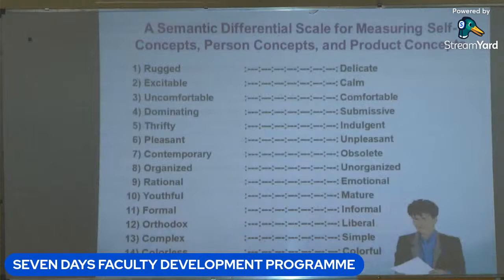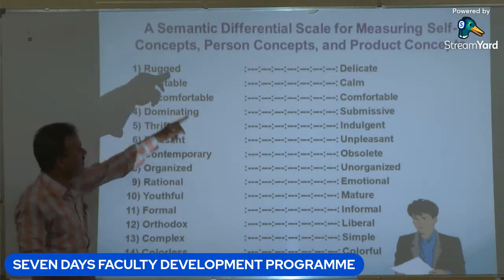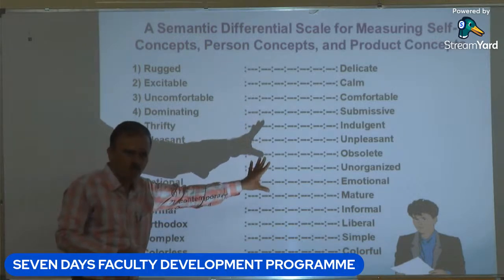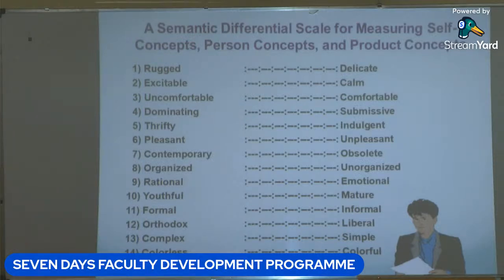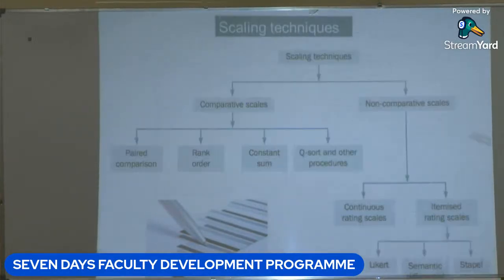And this is one more different scale for self concepts, personal concepts and product concepts, like delicate, excitable, calm and so on. So like this you have extreme concepts, bipolar concepts, and there you have to mark whether it is towards the left pole or the right pole, the left extreme or the right extreme. Okay, this is about the semantic scale, and the last one is the Stapel scale.